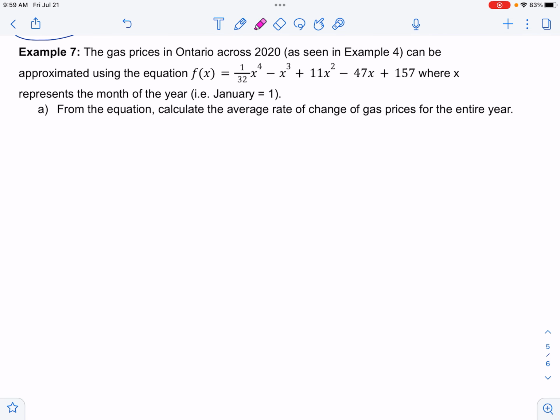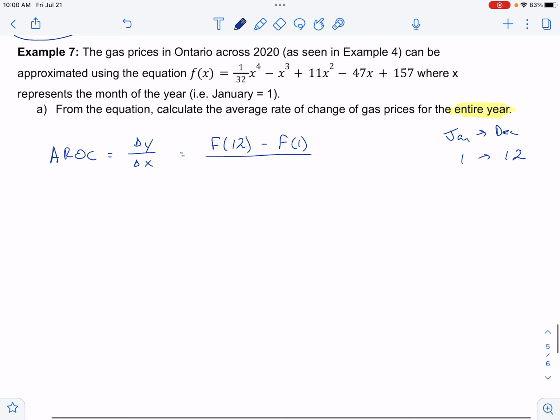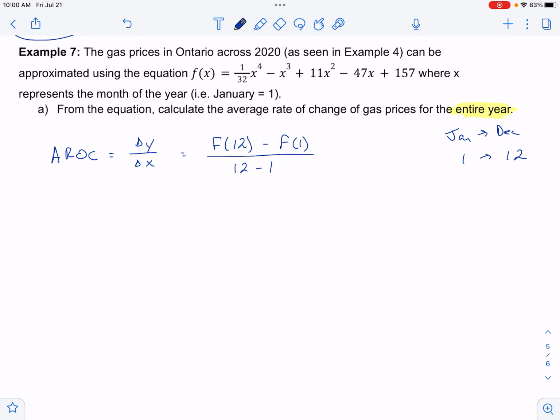Okay? Entire year, I'm going to be interpreting that as between December and January, so as in month number 1 to month number 12. Okay? So our AROC will be our delta y over our delta x. And so that's going to be our function at 12, take away our function at 1, divided by 12 minus 1. Oof, this is going to be a lot to put in here. Let's figure out our function at 12 first.